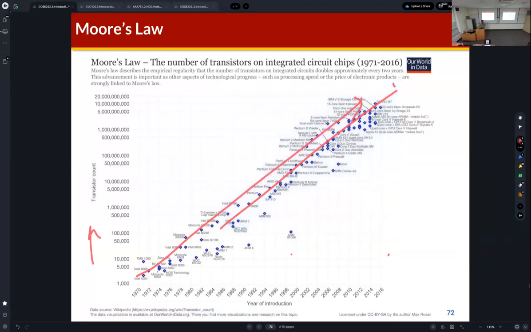Moore just expected this trend of transistor density in a chip, and we can observe that Moore's law has continued until 2018.